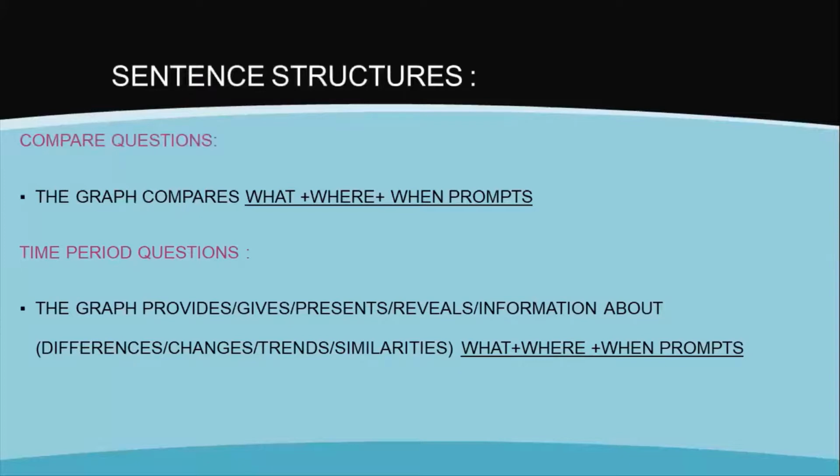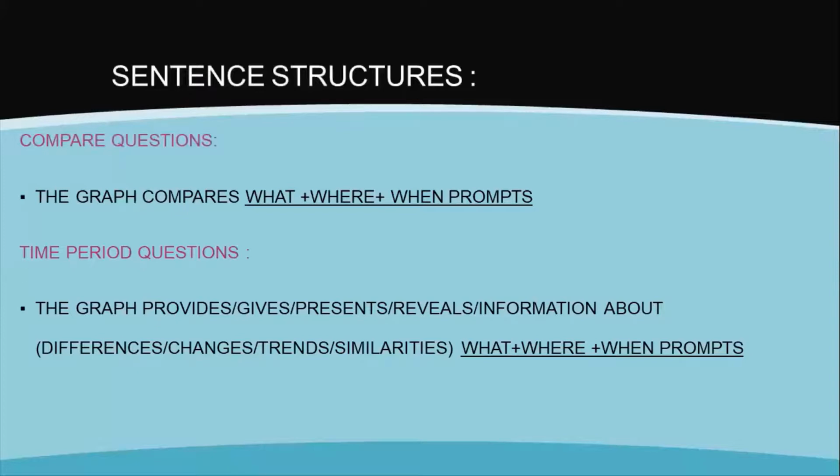The graph provides. What does the graph say? The graph provides information about. If it is showing some changes, you can just say changes. If it is showing a lot of difference, you can say the graph provides information about differences, or the graph provides information about changes. Or if it is showing some trends like increasing, decreasing, you can say the graph provides information about trends. Or if it is showing similarities, you can say the graph provides information about similarities. Then you need to fill up what, where, and when prompts.